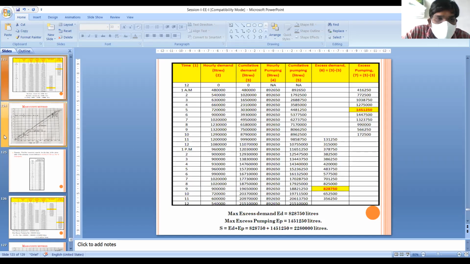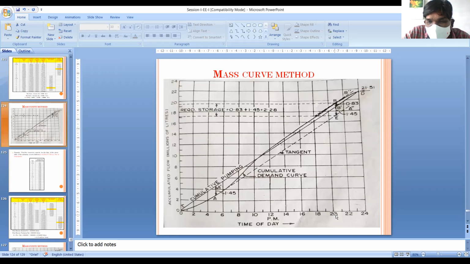At 9 p.m., in the sense 21, see here, that means the supply is this one. And the excess pumping, the excess water, is here. Once we calculated these values, the extra pumping is found at 5 o'clock, but the excess demand is found at 9 o'clock.